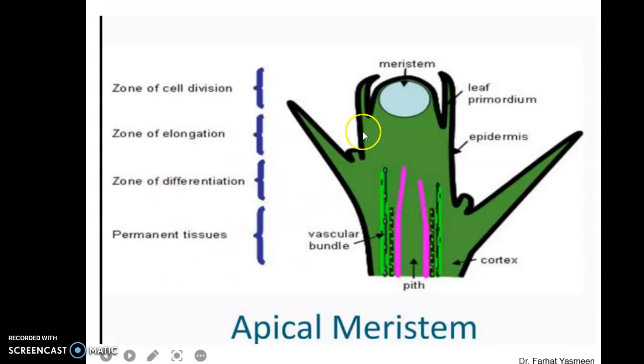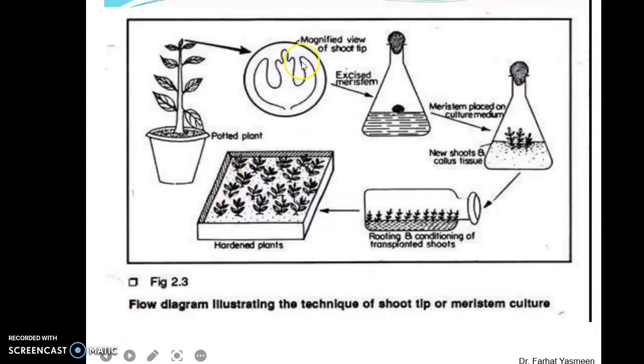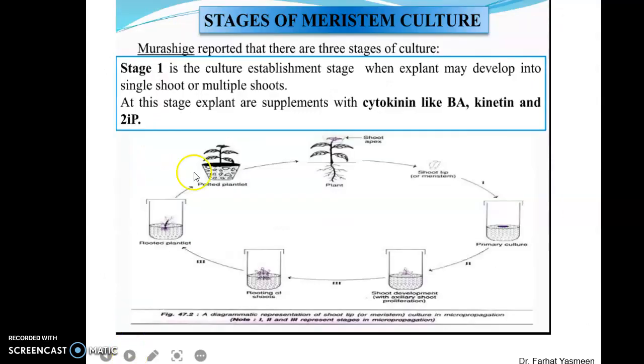So here is the apical meristem. This is the portion which is used in meristem culture. This is the flow diagram indicating the morphological view of the shoot tip. Then the excised meristem is grown in the culture medium, and then here is the rooting, and then this is supplemented with soil, and here is the plantlet formation. So there are various stages of meristem culture.